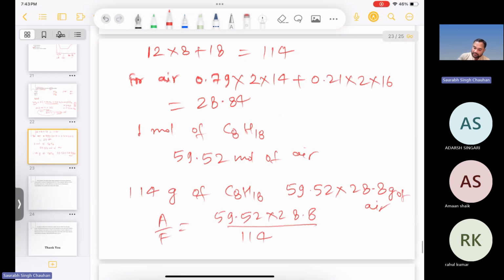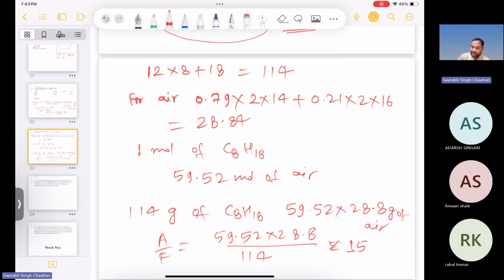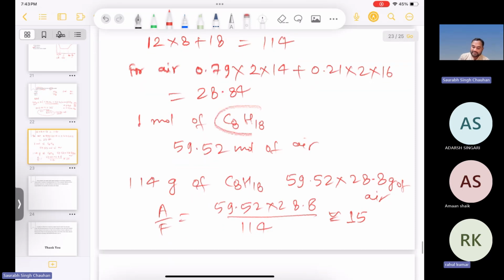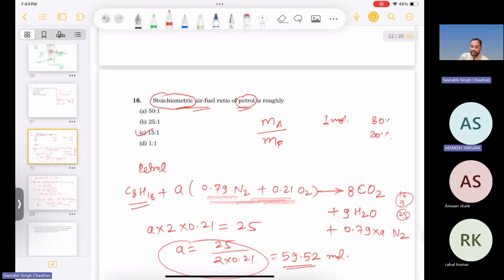So let us check this value. 59.52 into 28.8 is 1714.36, divided by 114. It comes to around 15. So this is how we calculate the air fuel ratio for any fuel. For petrol, this is the reference fuel and the air fuel ratio comes out to be 15:1. So option C is the correct one.